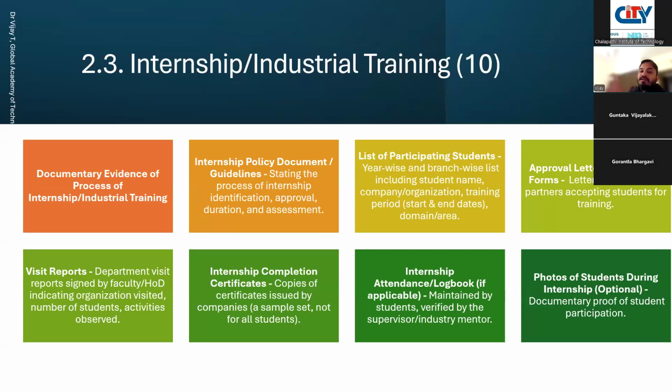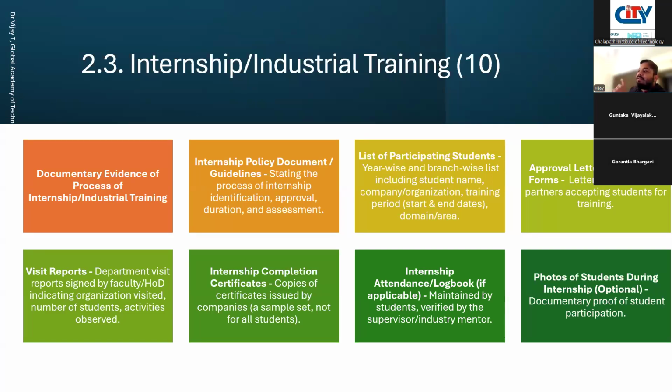Then you should have an internship policy document. What kind of internship can a student do? Can a student do a teaching internship, a research internship, a survey internship, or a government internship, or a private internship? What kind of internship is a student going to do? That detailed complete policy document should be available with you. Then a list of participating students year-wise and mapping of those to POs and PSOs. Approval letters have to be collected and filed for each of the internships that a student is going for.